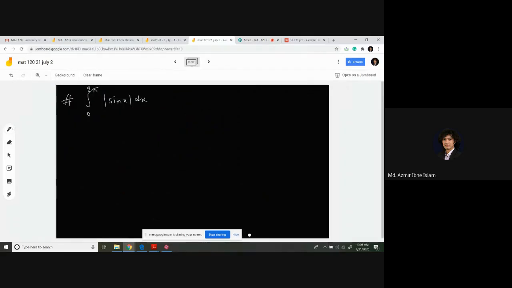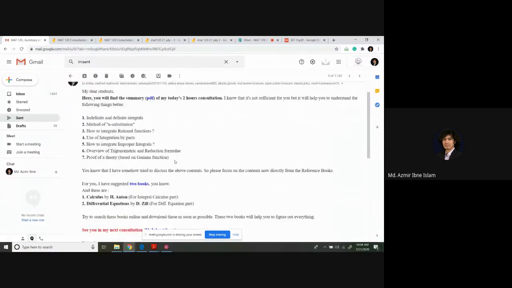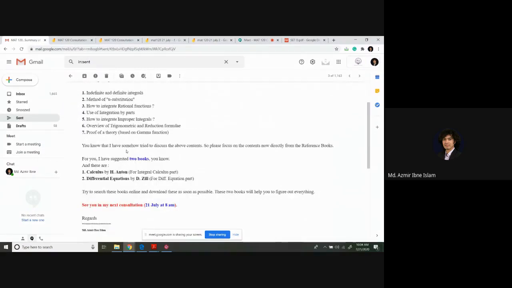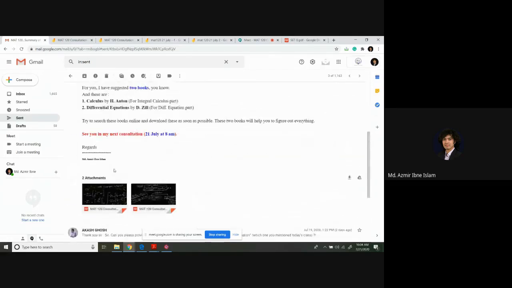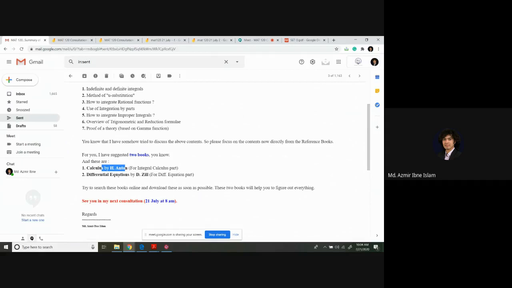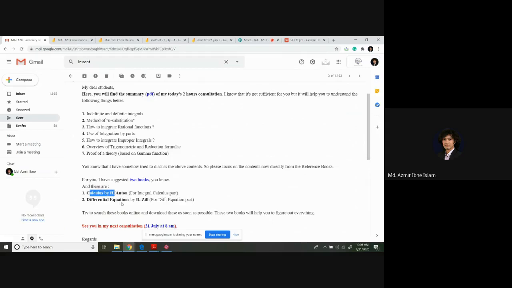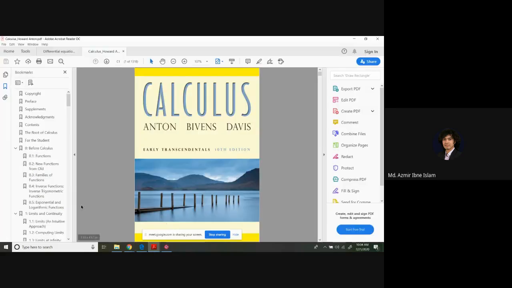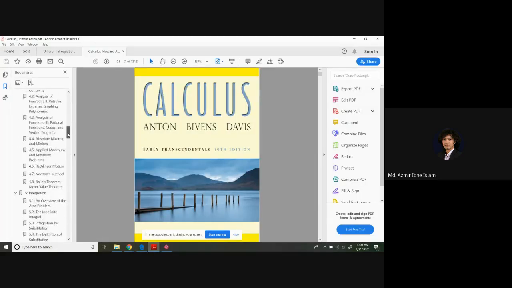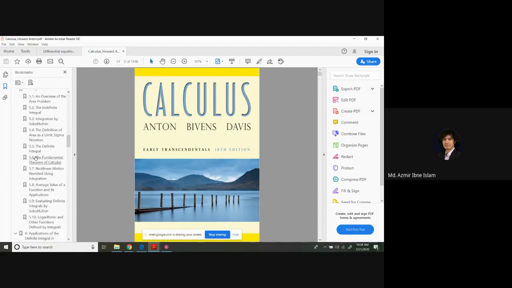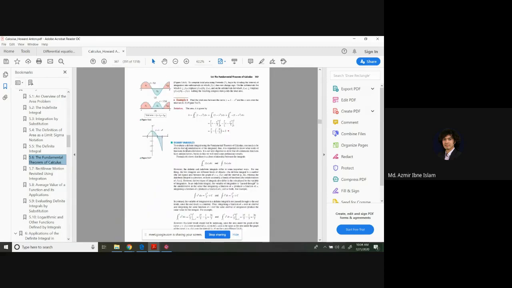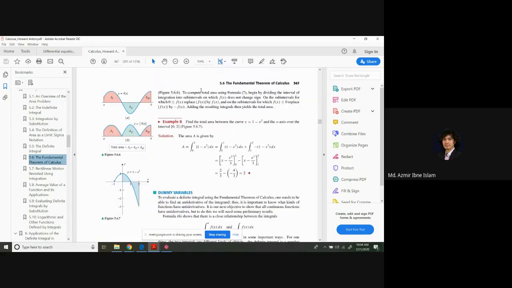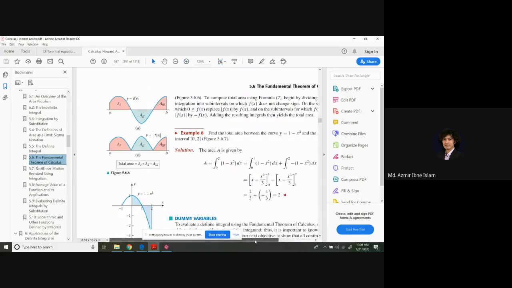For this, those who were present in my last consultation know that I mailed you that all these concepts can be found in these two books: Calculus by Howard Anton and the Differential Equation part. We will follow this book. From Calculus by Howard Anton, in section 5.6 you have some similar problems in the examples section. Is that okay? Yes, sir.